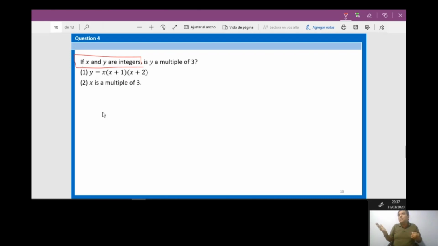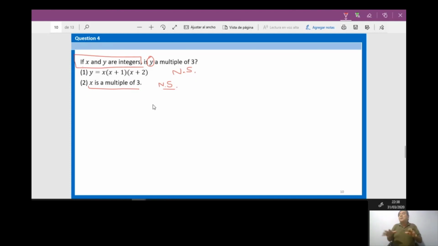Some people say, no, it's impossible because there are infinite values. I have no way to tell if in every case y will be a multiple of 3. So they label it not sufficient. And notice what happens next. When they see statement 2, it says x is a multiple of 3. But of course, there is no correlation between this information and y. There is no mention of y even in this statement. So because of that, it couldn't help us to answer the question.